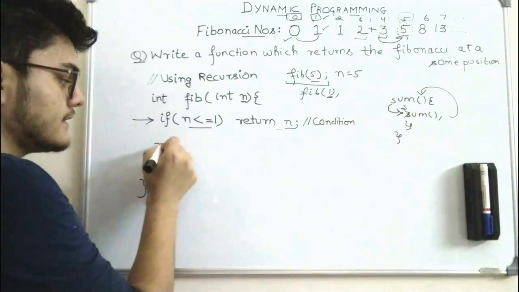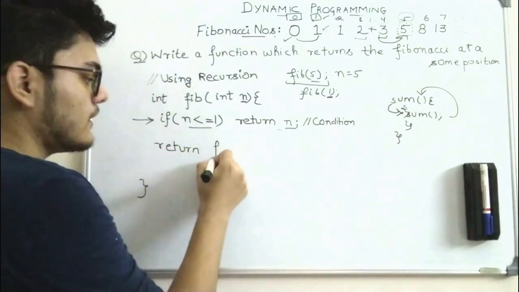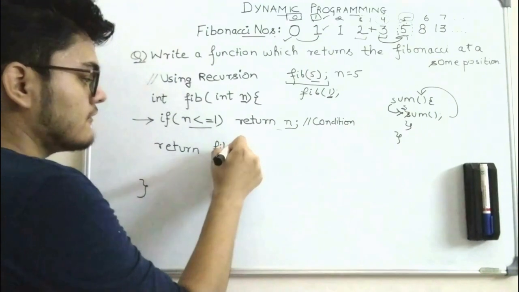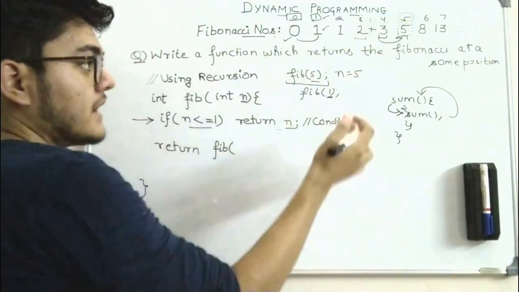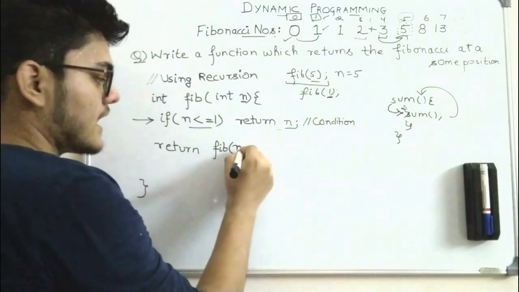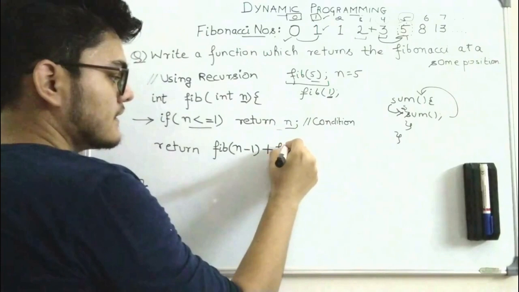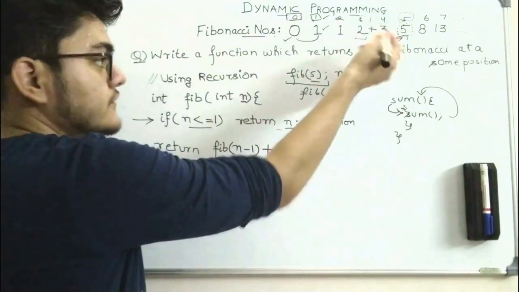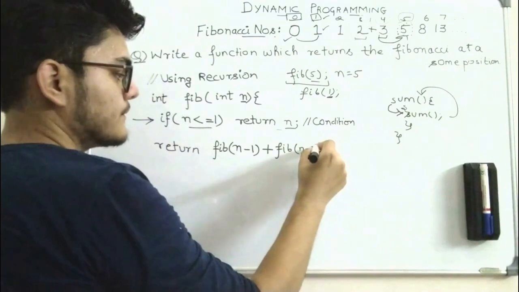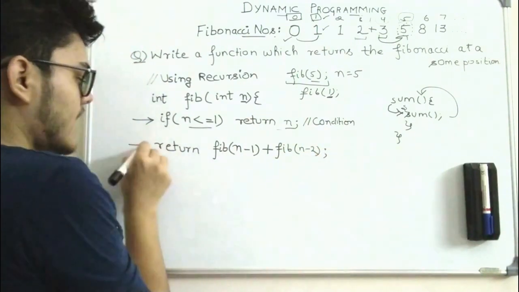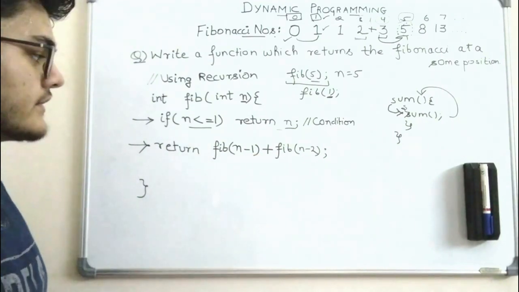So now we are going to return. We are going to make a call again to this Fibonacci function, but now instead of 5, we will just pass the previous number, which is written as n minus 1, and we will add the previous to previous one, which is this one. So this one is n minus 2. At this step, we have made a recursive call to the Fibonacci function.